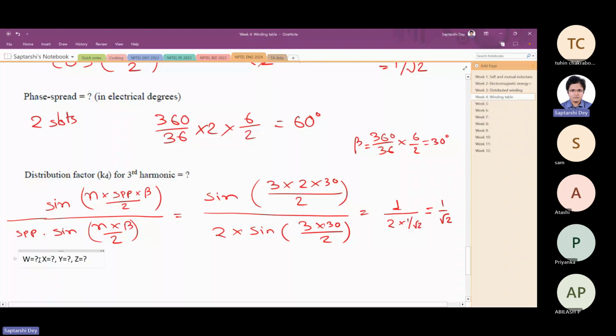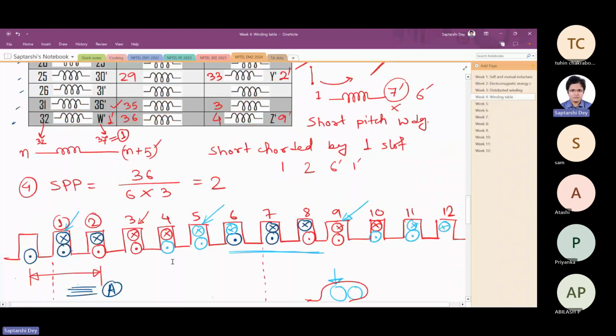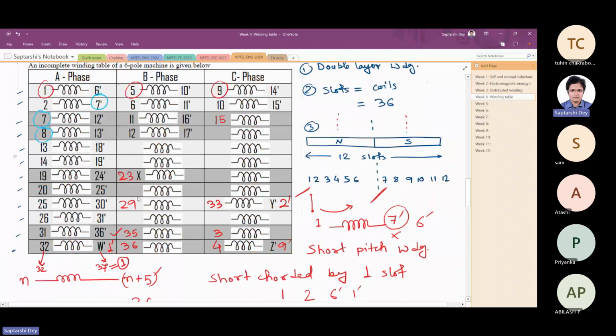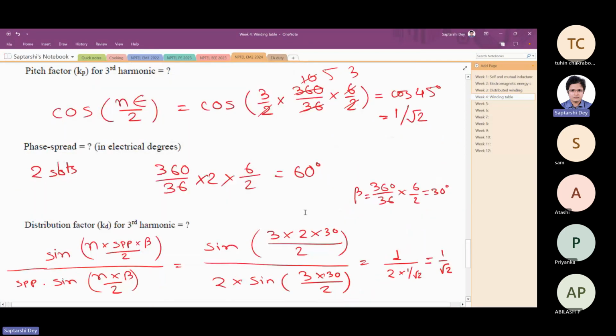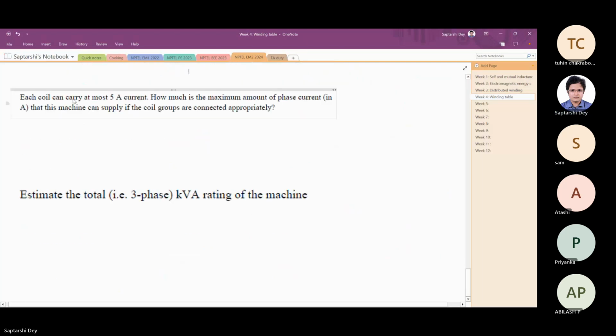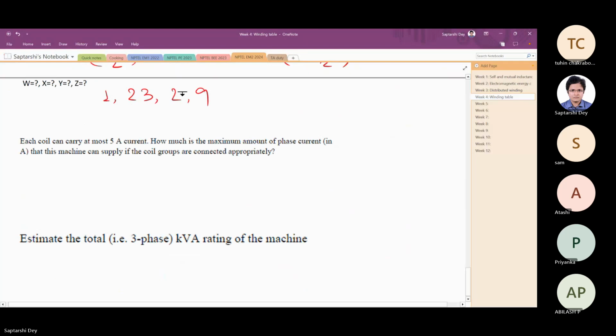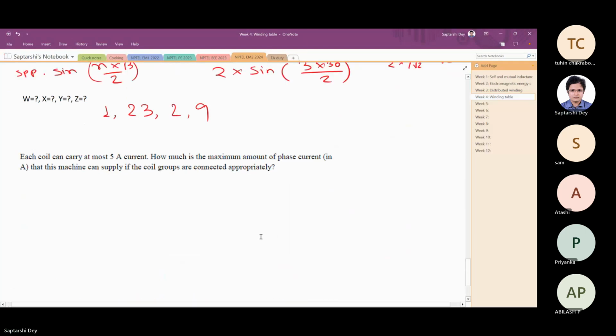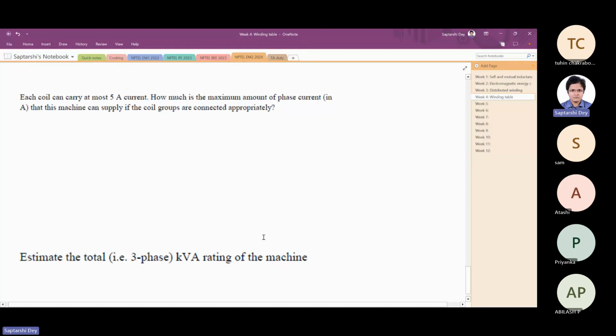Next question is, what are the values of W, X, Y, Z? We have already done. W is 1, X is 23, Y 2, Z 9. Just write it here for reference: 1, 23, 2, 9.